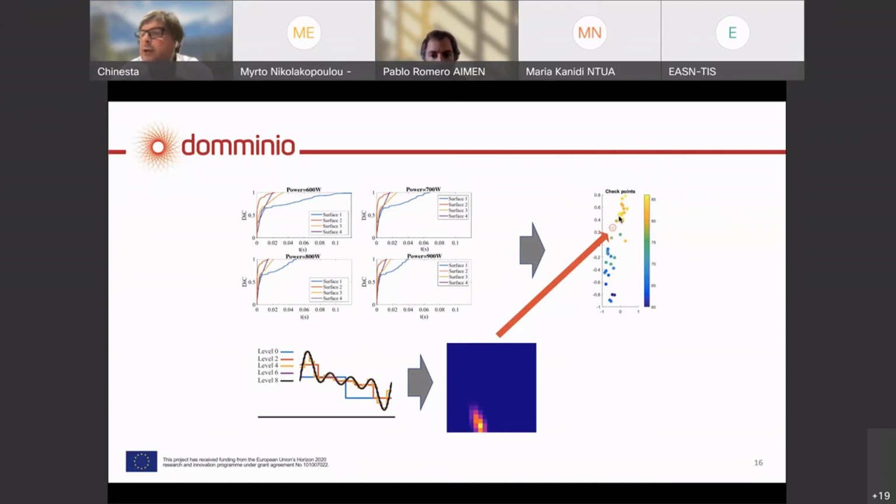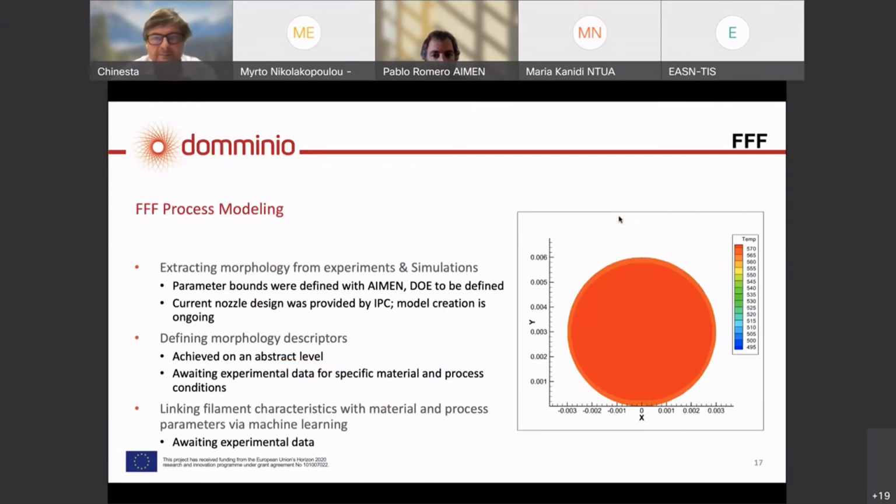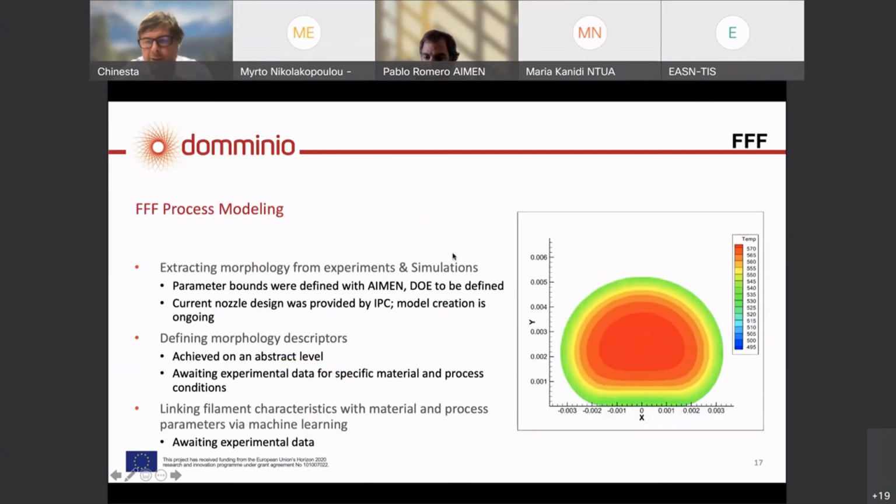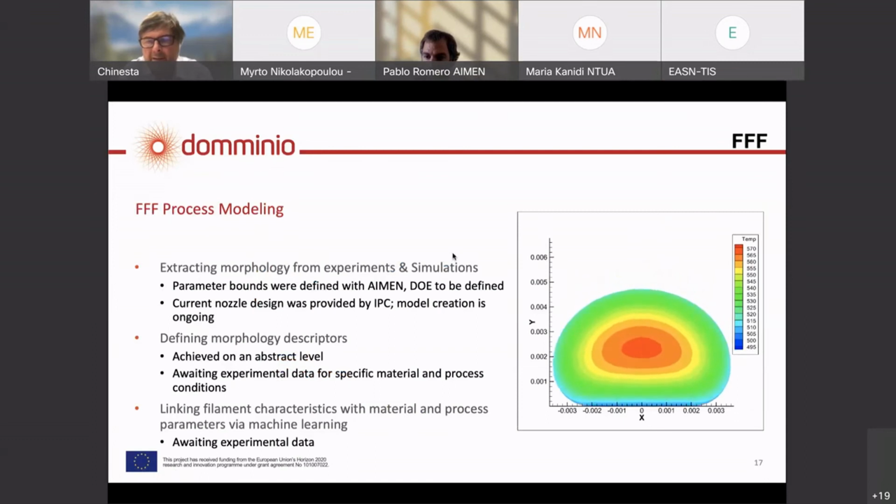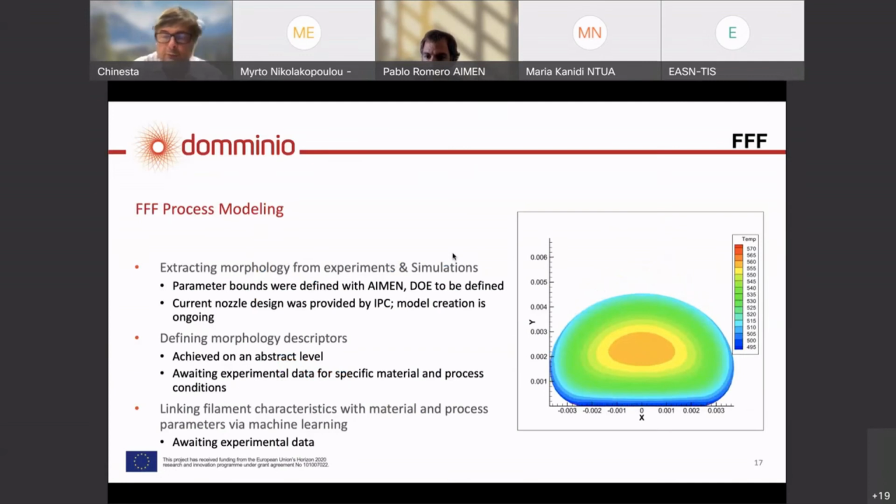So this is in order to control the process. Now, if we are moving to the FFF, at this moment, there is only a numerical study. The different data is coming very, very soon. But you can see here the first simulations about the filament that we put on the substrate, how it is deforming due to the viscosity, due to the weight.